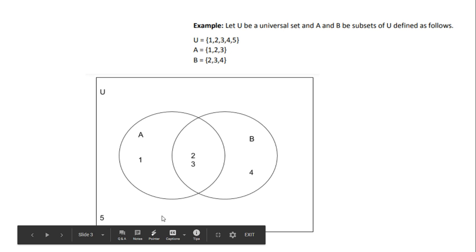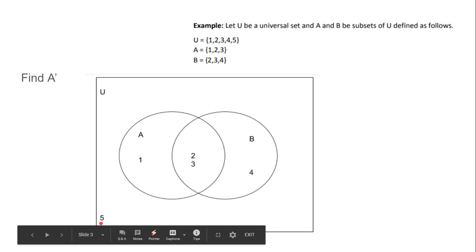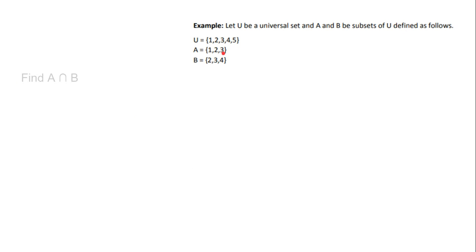Now, if I was asking for A prime, which is not A, so things that are not inside of this circle, then I have to think about all the things that are not inside of this circle. So I have 4 and 5, and that's it. So my A prime is 4 and 5, and you can see that 4 and 5 are the only things that are in set U that are not in set A.